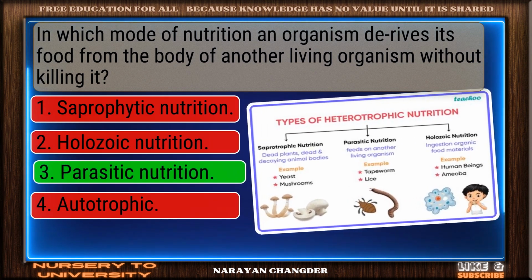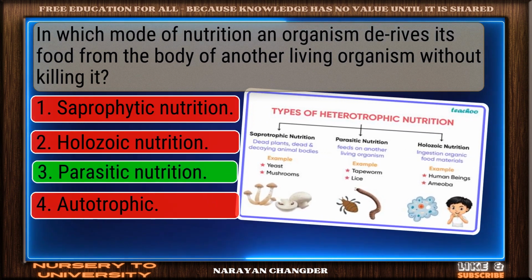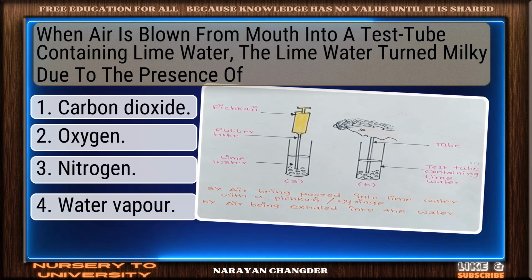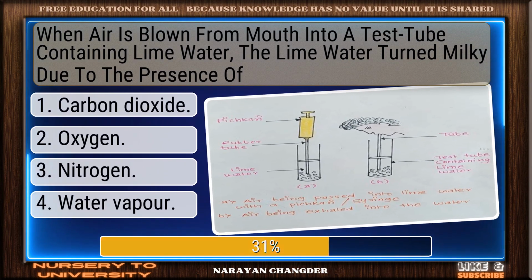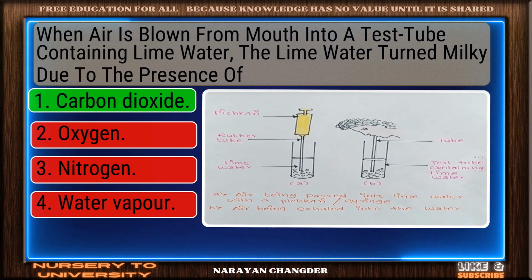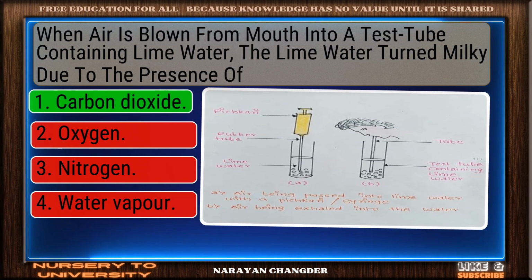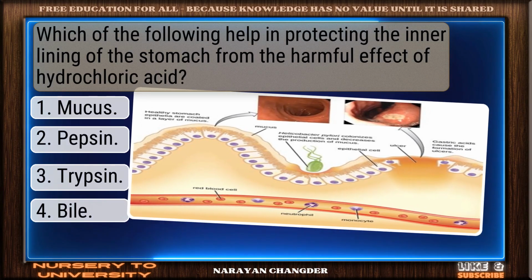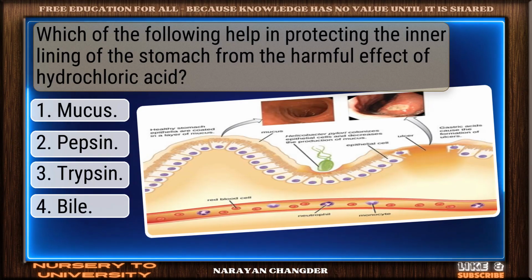Well reasoned. Parasitic nutrition is correct. When air is blown from mouth into a test tube containing lime water, the lime water turned milky due to the presence of. Right again. Carbon dioxide is valid. Which of the following help in protecting the inner lining of the stomach from the harmful effect of hydrochloric acid?